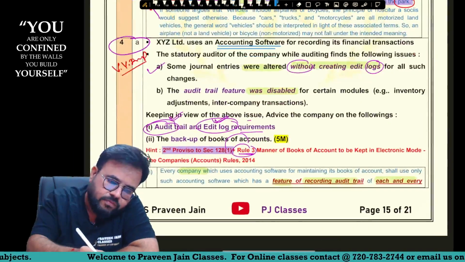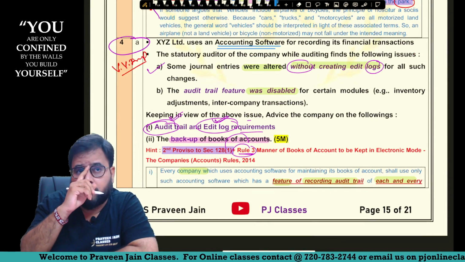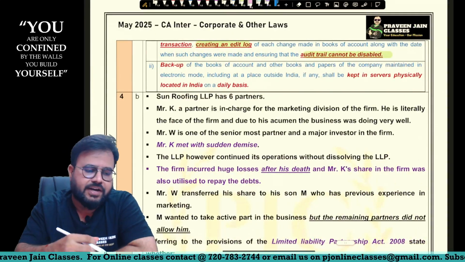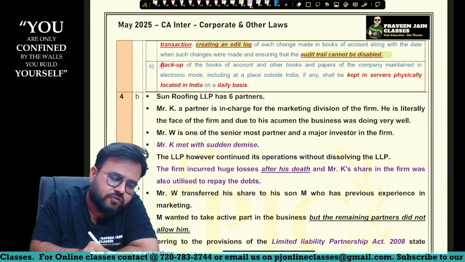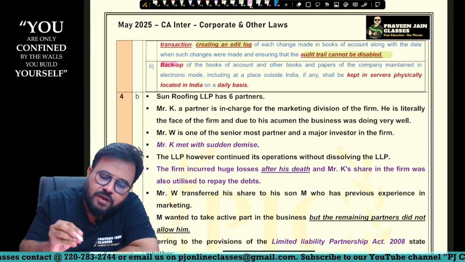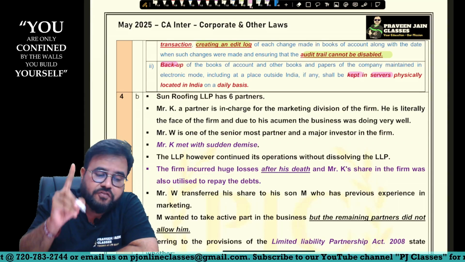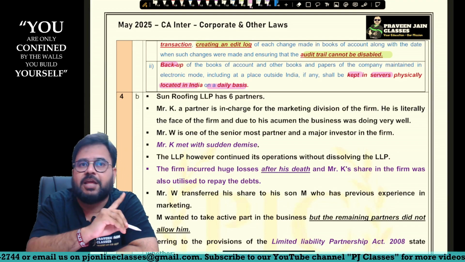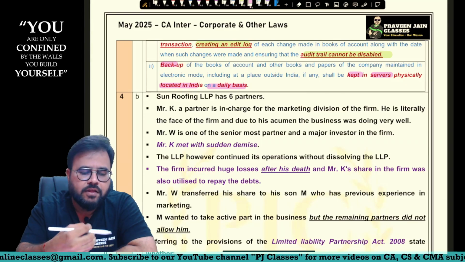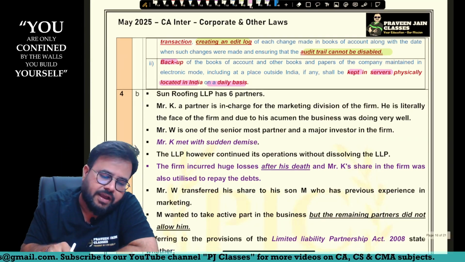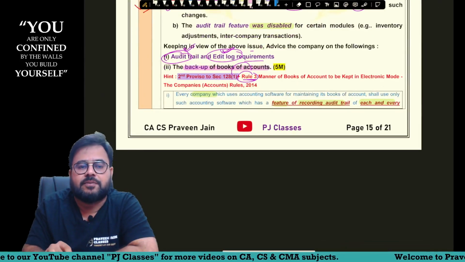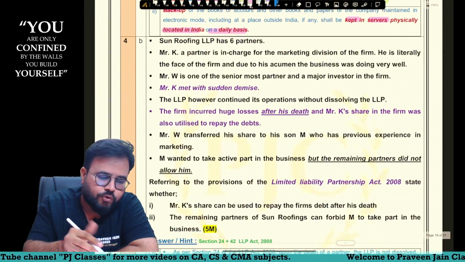Next, second point is backup of books of accounts. Because you are maintaining the books of accounts in electronic form, there is a high probability you may lose the data, sir. So hence provisions for backup are also there, sir. Whatever books you are maintaining in electronic form, the backup has to be kept in servers physically located in India on a daily basis. Earlier the daily basis word was not there. This was inserted via amendment, sir. So hence on a daily basis you have to take the backup, sir. So this is rule number 3 read with second proviso to section 128 subsection 1. Very important answer. I told you this.